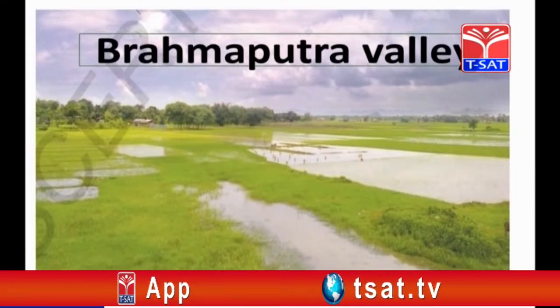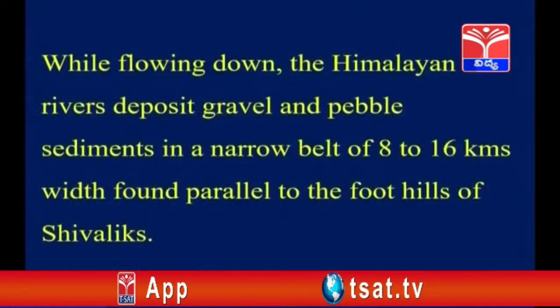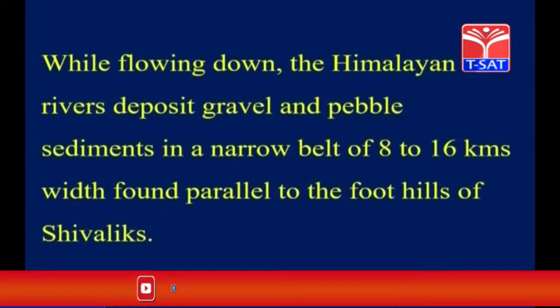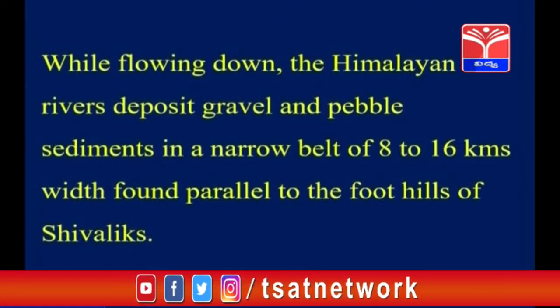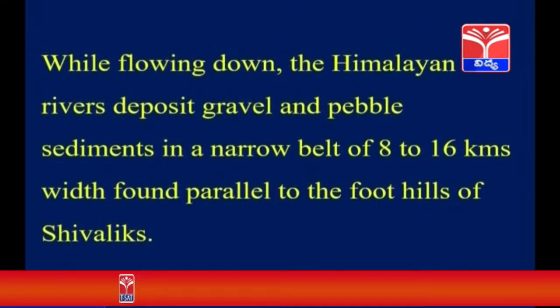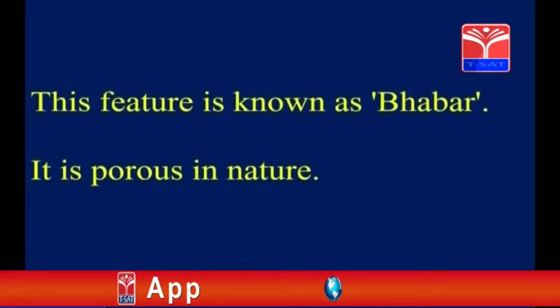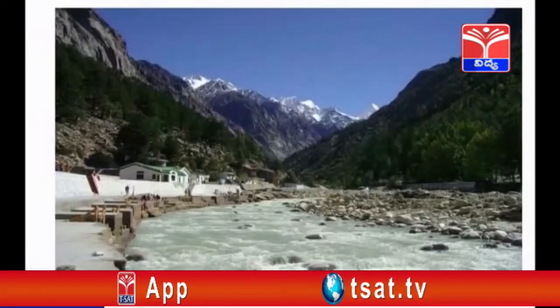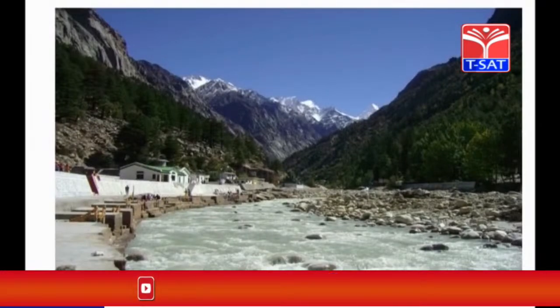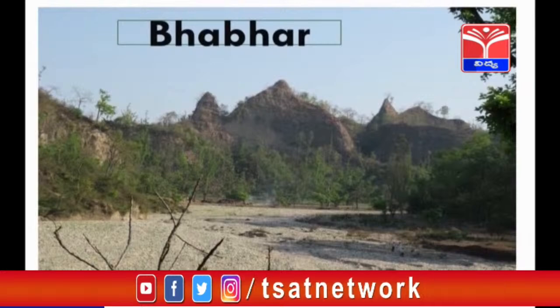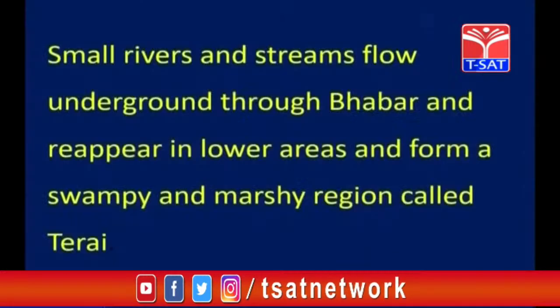While flowing down, the Himalayan rivers deposit gravel and pebble sediment in a narrow belt 8 to 16 kilometers wide, found parallel to the foot of the Sivaliks. This feature is known as the Bhabar, which is porous in nature. This is the Bhabar region where the rivers flow. This is the Bhabar grassland.